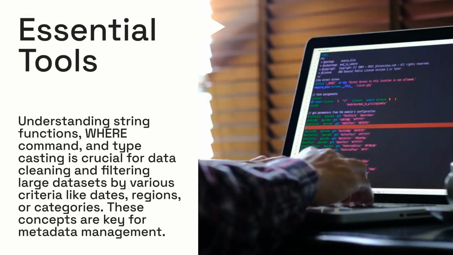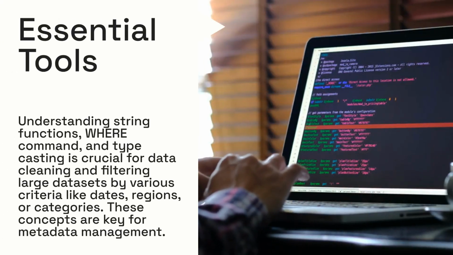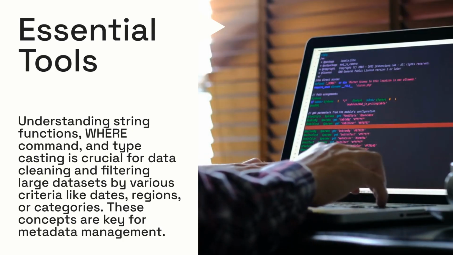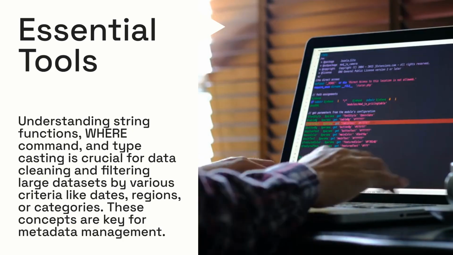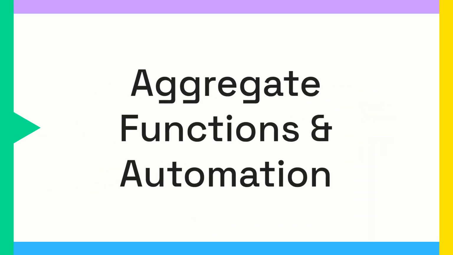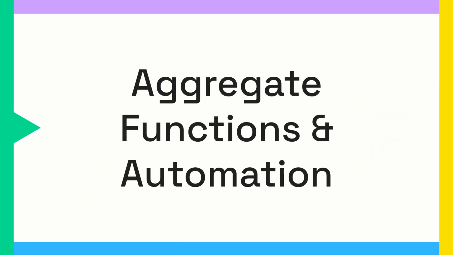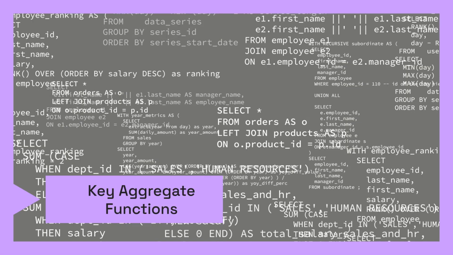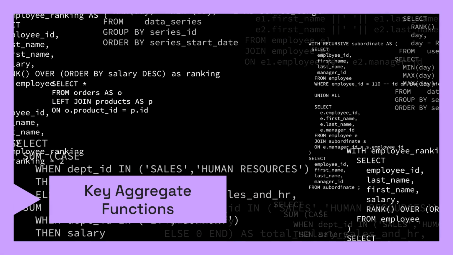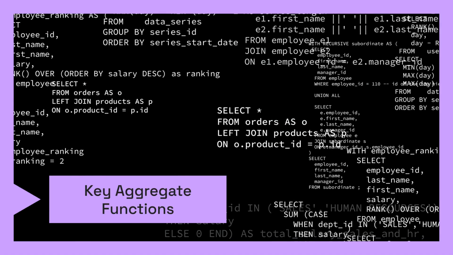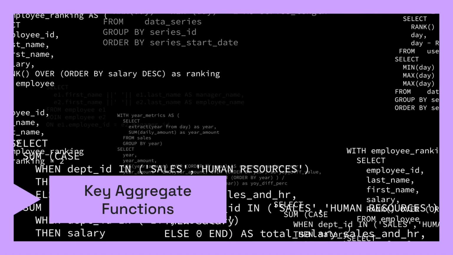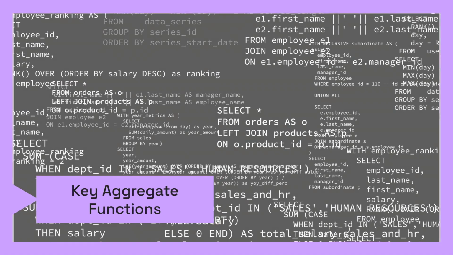Emphasis was placed on string functions for data cleaning, the where command for efficient filtering, and typecasting for robust metadata management. These tools are vital for segmented project approaches. Next, we explored aggregate functions and the power of automation. We delved into aggregate functions like AVG, sum, max, min, std_dev, and variance, highlighting their critical importance for data analysis.